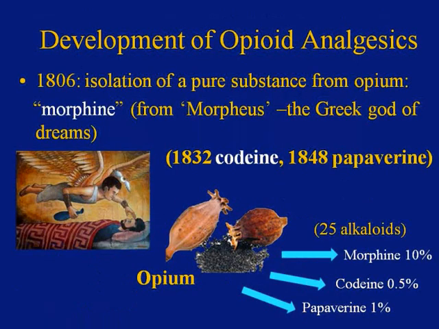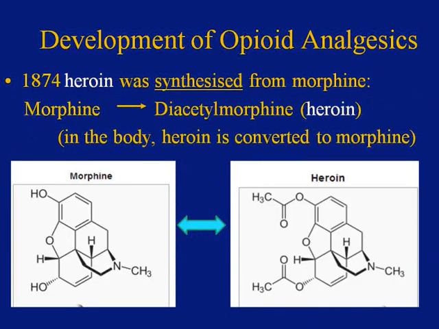In 1806, the first chemical was isolated out of opium, and it was called morphine. It comes from the word Morpheus, the Greek god of dreams, the god that comes to you in your dreams, because morphine can make people sleepy. And in 1832, the second chemical, codeine, was isolated, and now we can isolate up to 25 different alkaloid chemicals. In 1874, we have the first synthetic molecule, synthesized from morphine, diacetylmorphine, which is called heroin. And in the body, heroin is converted back to morphine.